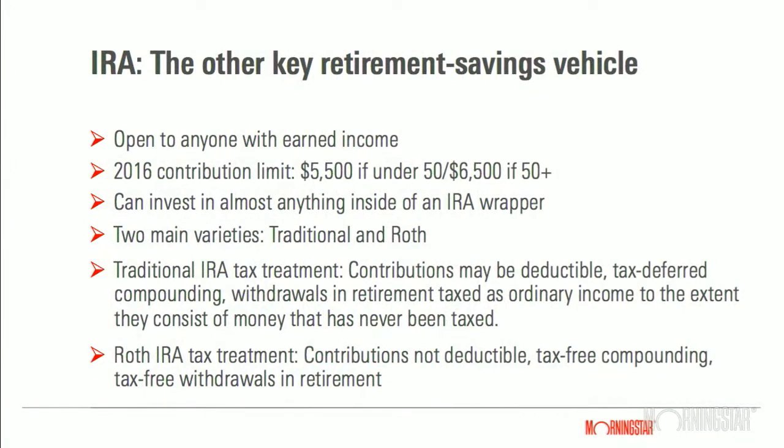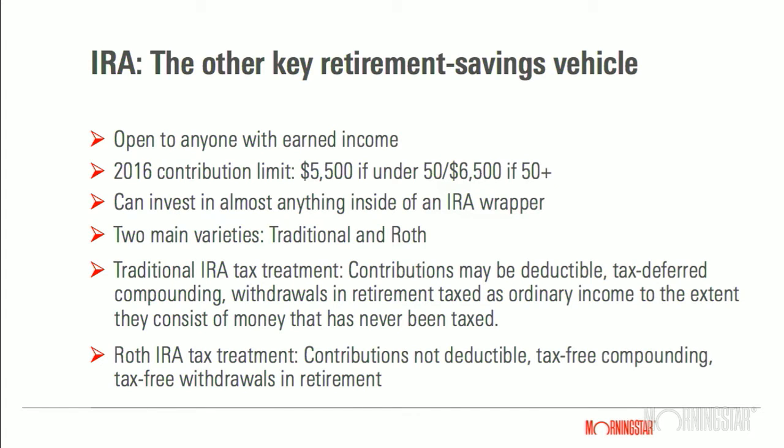This is obviously the other key retirement funding vehicle. The nice thing about IRAs is that they are open to anyone with earned income. The 2016 contribution limit is $5,500 for people who are under age 50 and $6,500 for those who are 50 plus. And here again, people will hit that fork in the road where you can invest in Roth or traditional.